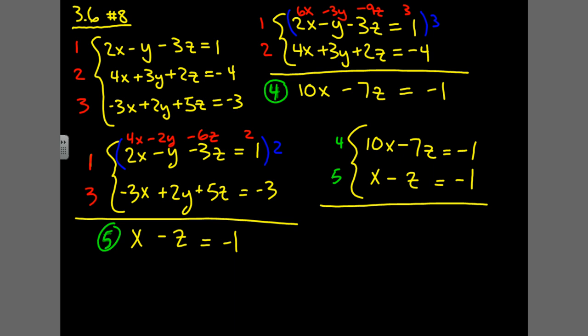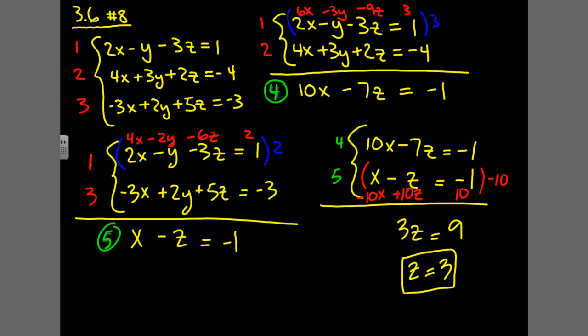Probably choose to eliminate x, z. It doesn't really matter. You can multiply by 10, negative 10 on the bottom, and eliminate the x. So that's fine by me. Negative 10x, positive 10z, and positive 10. 3z equals 9, so z must be 3. 1/3 of our solution we found so far.